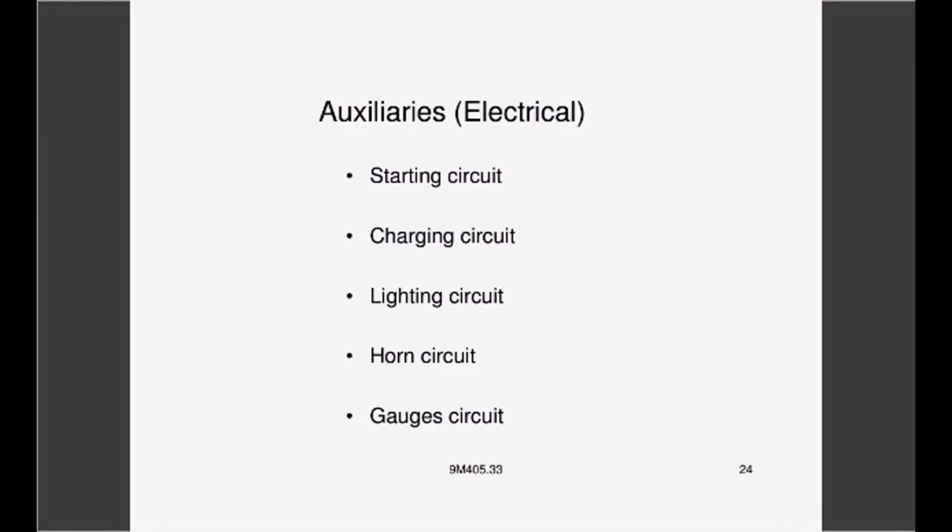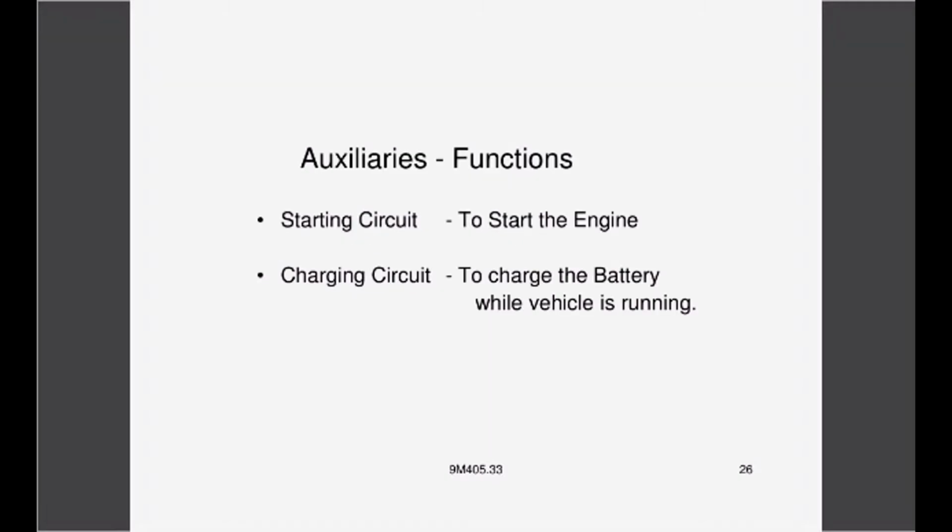So the last component of the chassis is the auxiliary systems, also known as the electrical systems. They consist of the starting circuit, charging circuit, lighting circuit, horn circuit, and finally the gauges circuit. The starting circuit is used to start the engine. Generally this is done by means of a self motor. This self motor will rotate the engine crankshaft so that the engine starts automatically.